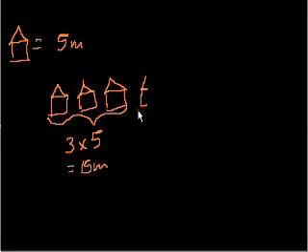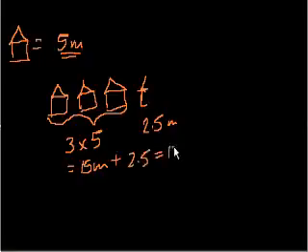Right? And then this is half a house. That's what I tried to draw, what they drew in the diagram. So half a house is what? 2.5 million houses. It's just half of a house, half of the 5 million. So it's 15 million plus 2.5. It equals 17.5 million homes. And that is choice D.